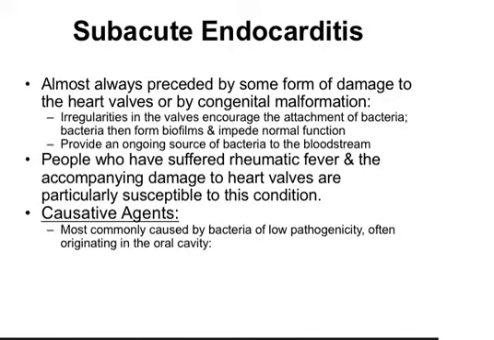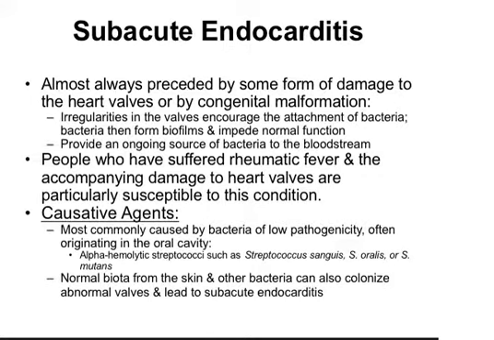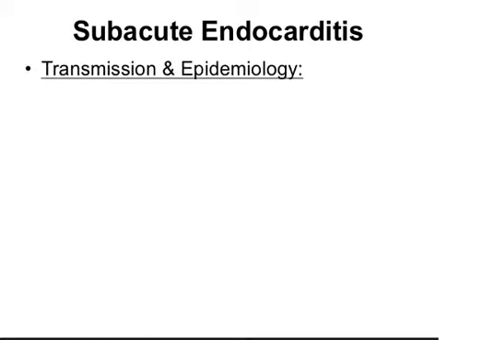Causative agents are usually bacteria of low pathogenicity originating in the oral cavity. Alpha hemolytic strep, such as Strep sanguinis, oralis, or mutans, can be causative agents. Normal biota from the skin and other bacteria can colonize abnormal valves and lead to subacute endocarditis.